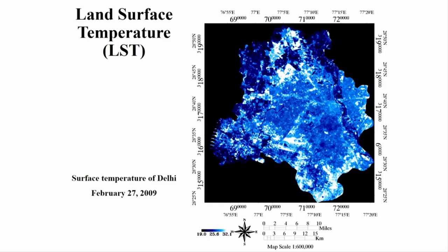Now this is the land surface temperature image which we generated for the city for the year 2009, and this image was basically generated with the help of the NDVI based emissivity retrieval. Using that, the land surface temperature image was generated.